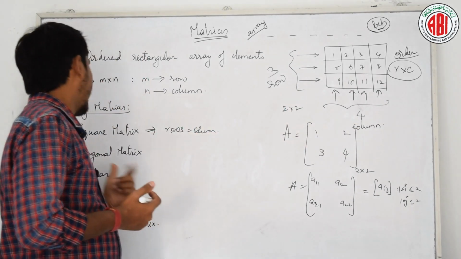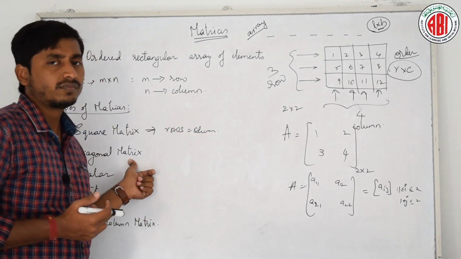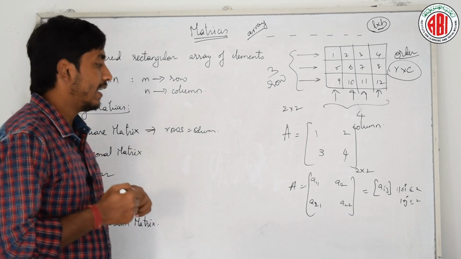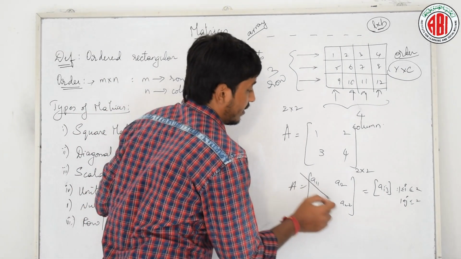See here. The second definition is the diagonal matrix. What is this diagonal? Diagonal is these elements.